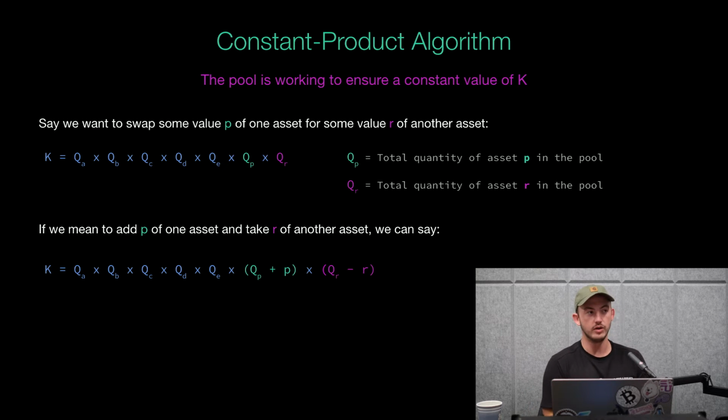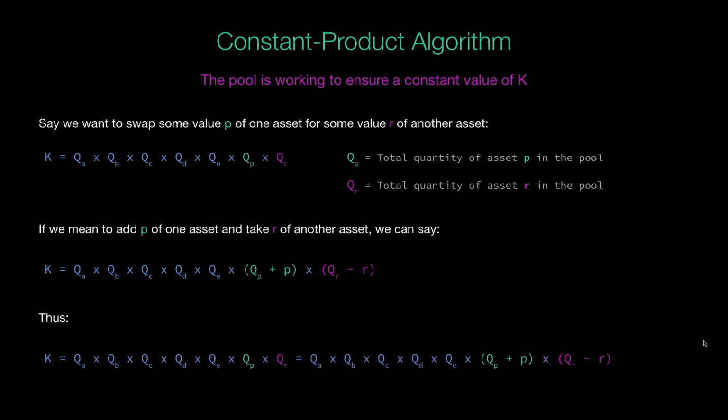And since we're always trying to make sure K is the same, these two formulae are exactly the same. They should be set equal to each other, and that's what we have here on the bottom. So whatever value for R, this whole thing should equate to be the same. And we know P because it's what we're offering.